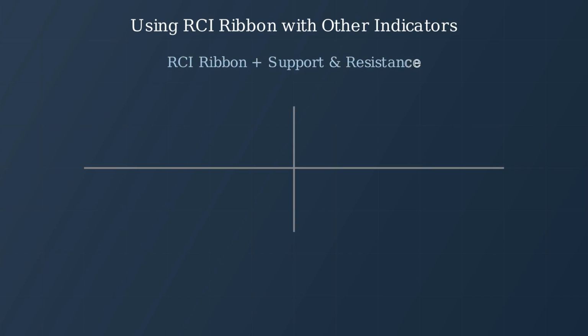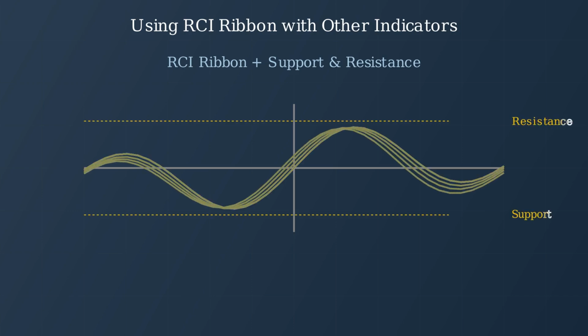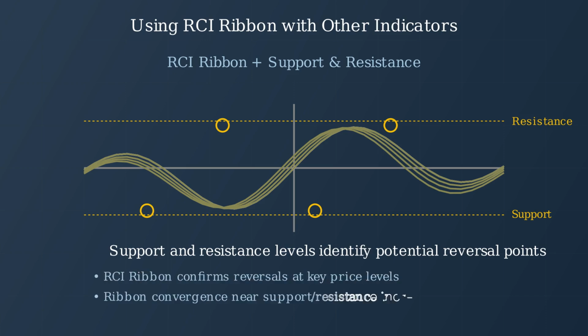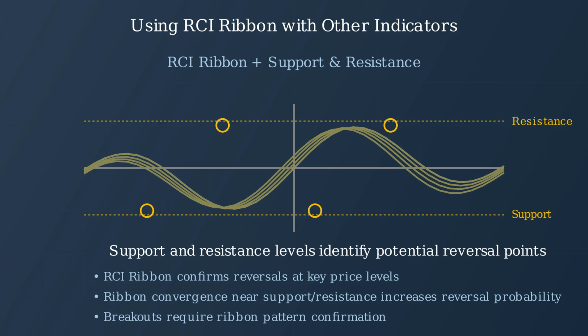Support and resistance levels work particularly well with the RCI Ribbon to identify potential reversal points. When price approaches key support or resistance levels, the RCI Ribbon often shows changes in momentum through convergence or crossovers. Notice how the price reversals occur at these key levels, and the ribbon pattern changes precisely at these points, providing valuable confirmation. This combination significantly improves trading accuracy by providing both price-level context and momentum confirmation.